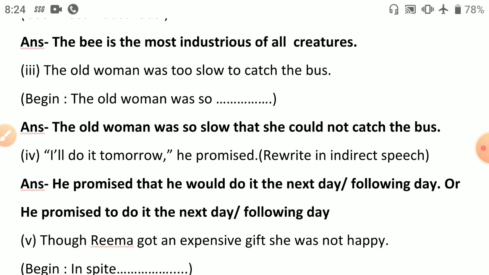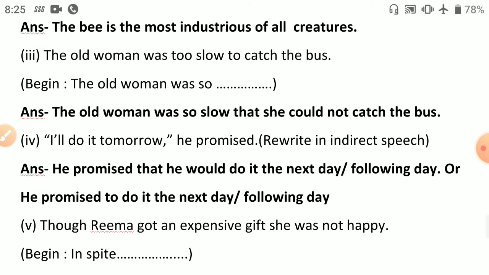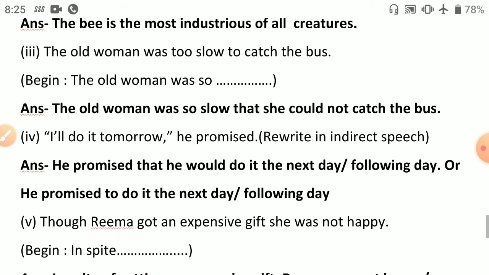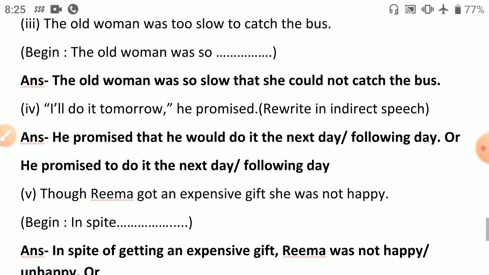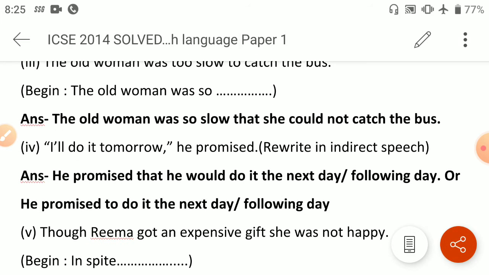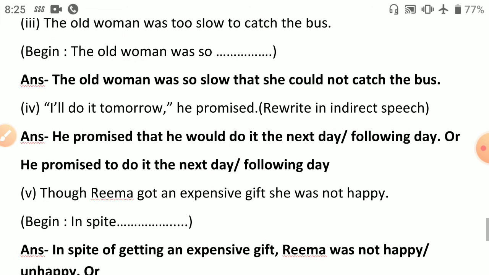Third: the old woman was too slow to catch the bus. You have to begin, the old woman was so. Again, a typical example in ICSE. So that, and so, the old woman was so slow that she could not catch the bus. Why could not? Because the sentence was in past tense. The old woman was so slow, that's why it has to be, she could not catch the bus. If it would have been in present, the old woman is so slow that she cannot. That tense you have to see.